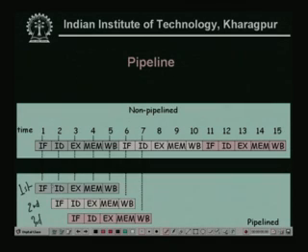Say here, from the second time unit to the fifth time unit, the first instruction and second instruction are being overlapped. Similarly, from the third time unit to the sixth time unit, the second instruction and the third instruction are in overlap, and so on, if there are more such instructions in the queue. So, this is the concept of the pipeline architecture, and this is being employed or utilized in RISC.